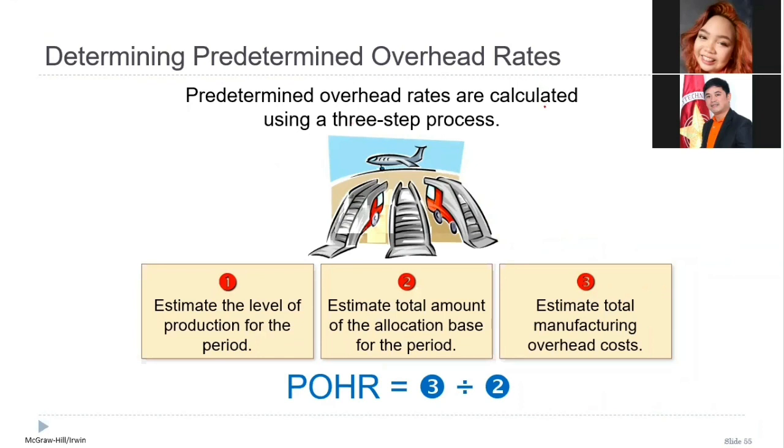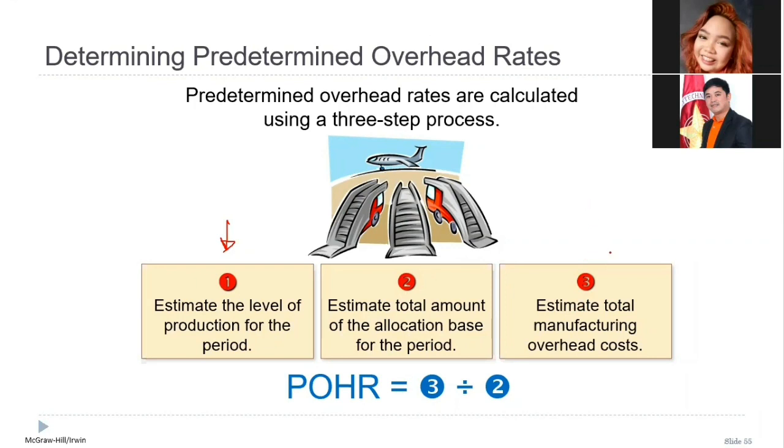How do we determine the predetermined overhead rates? So, predetermined overhead rates are calculated using this three-step process. So, ito yung sinabi natin kanina. Number one, you estimate the level of production for the period. Okay? So, normally, ang nag-estimate niyan, yun talaga involved in the production. Hindi siya basta-basta na-establish because you need to have the experience, you have to be reliable also yung estimate mo na medyo magiging malapit sa katotohanan. And then number two, estimate total amount of the allocation base for the period. And number three, simply divide.